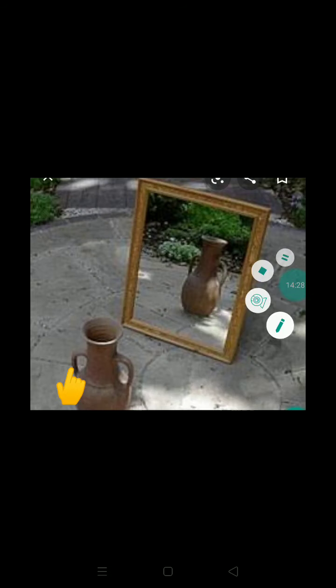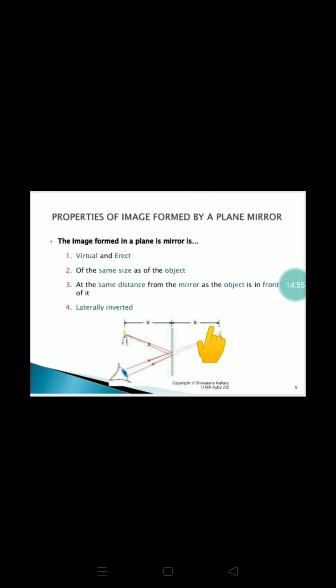Okay, now we are moving to our next topic. Our next topic is types of mirrors. We have two types of mirrors, mainly plane mirrors and spherical mirrors. Plane mirrors means mirrors whose reflecting surfaces are plane. Such types of mirrors are called plane mirrors. And now we are going through the properties of images formed by a plane mirror.